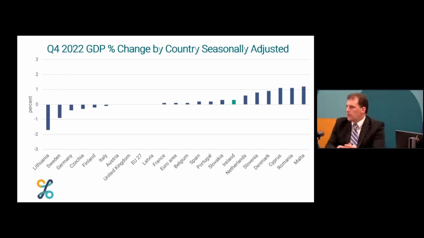Where are we in terms of GDP from available peers? Just a look at the European database today, and we're on the right-hand side in the middle of the table there with Malta, Romania, Cyprus with much stronger growth in the quarter, while you see falls on the other side in Lithuania and Sweden, Germany.